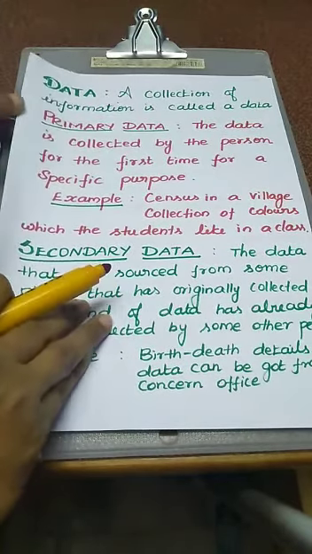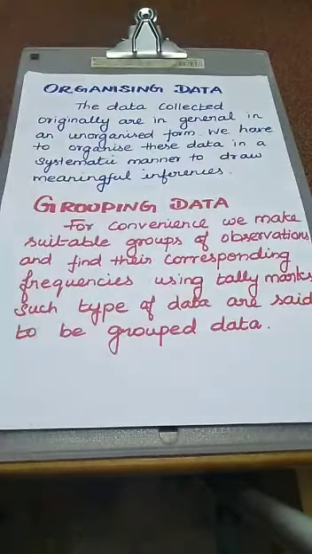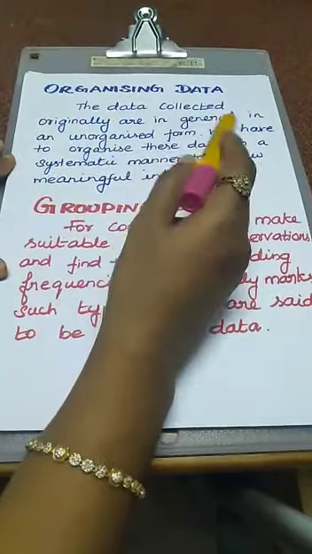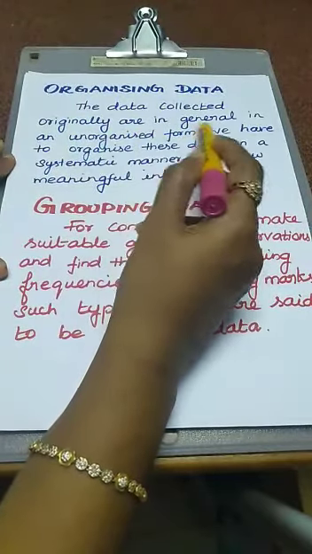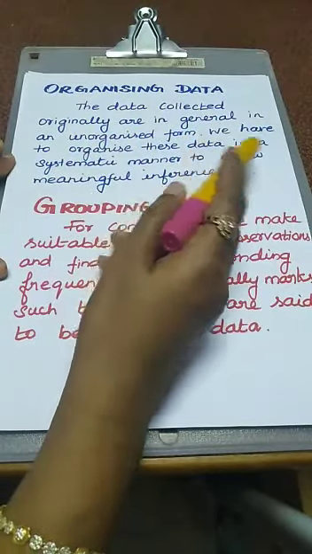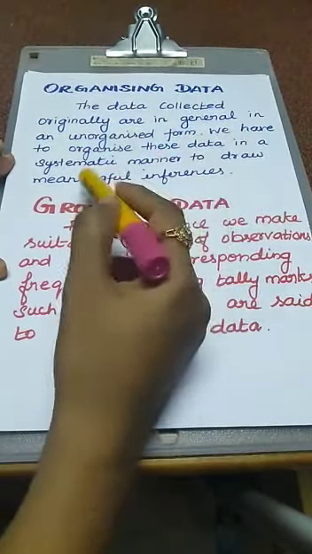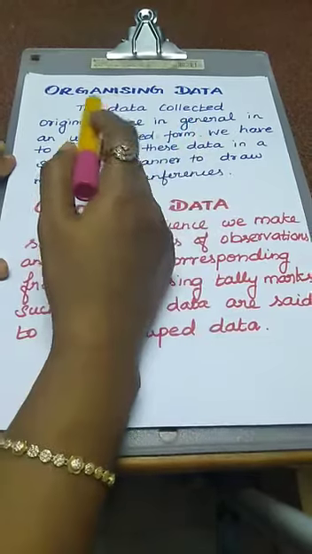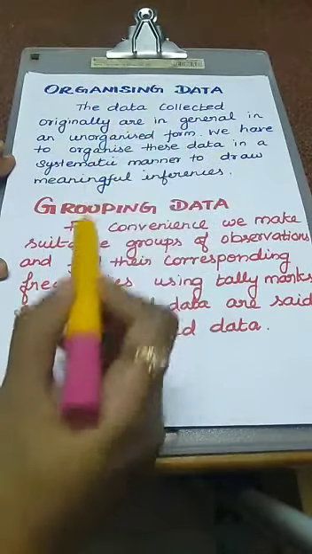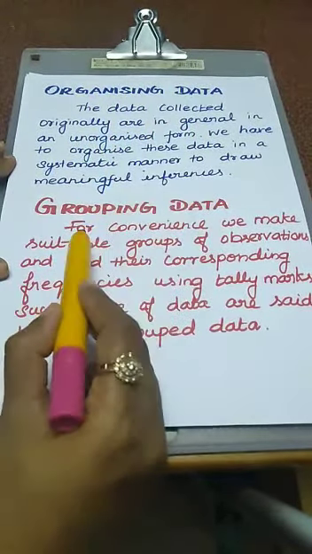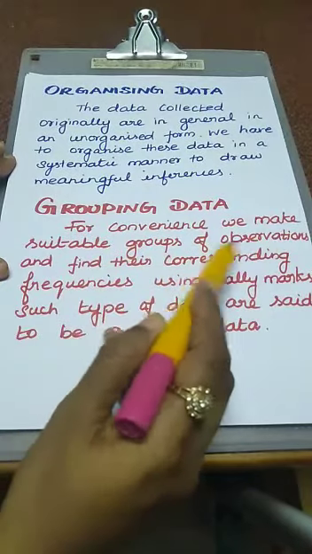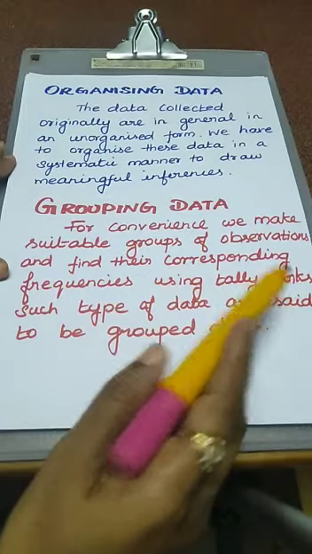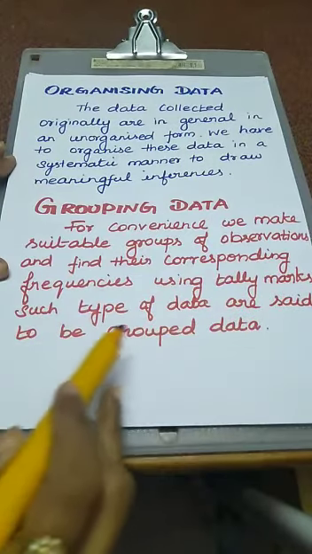Next one, organizing data. The data collected originally is in general in an unorganized form. We have to organize these data in a systematic manner to draw meaningful inferences. This is organizing the data. Actually, organization is very, very important in data. Next one, grouping data. For convenience, we make suitable groups of observations and find their corresponding frequencies using tally marks. Such type of data is said to be grouped data.